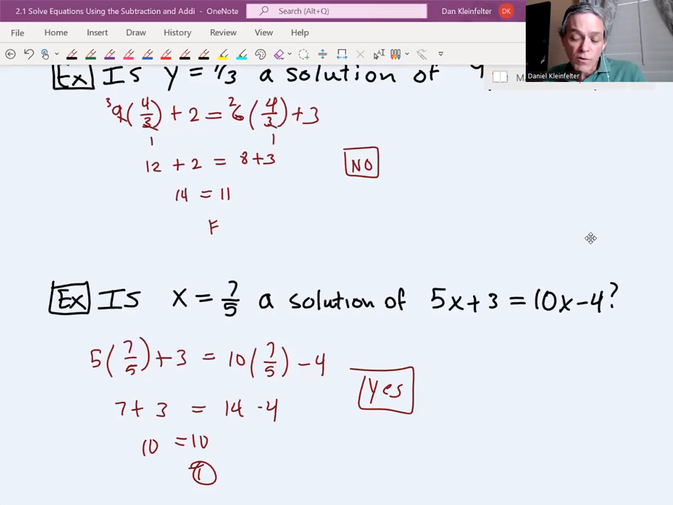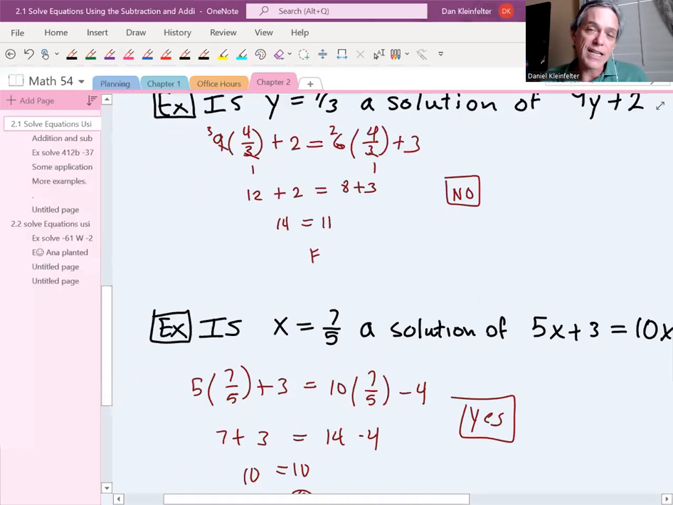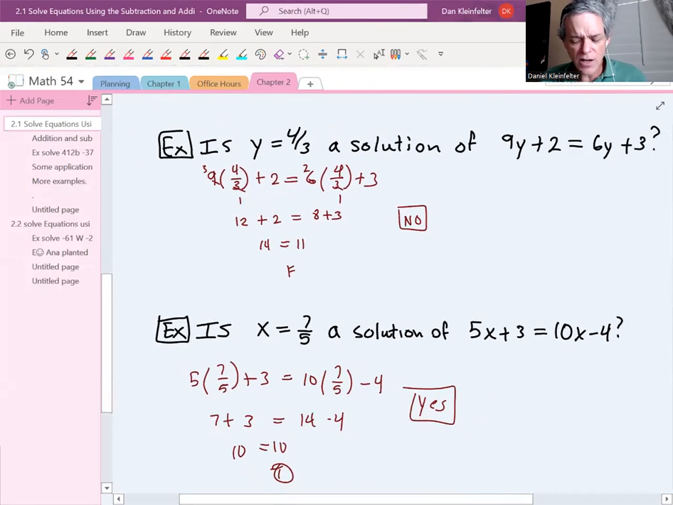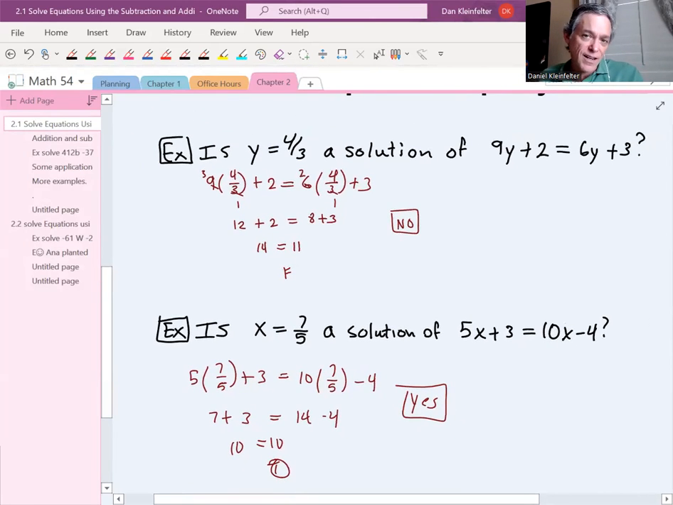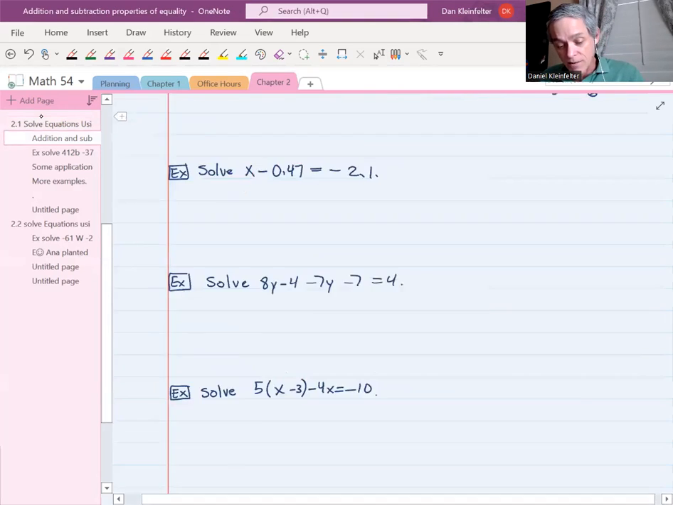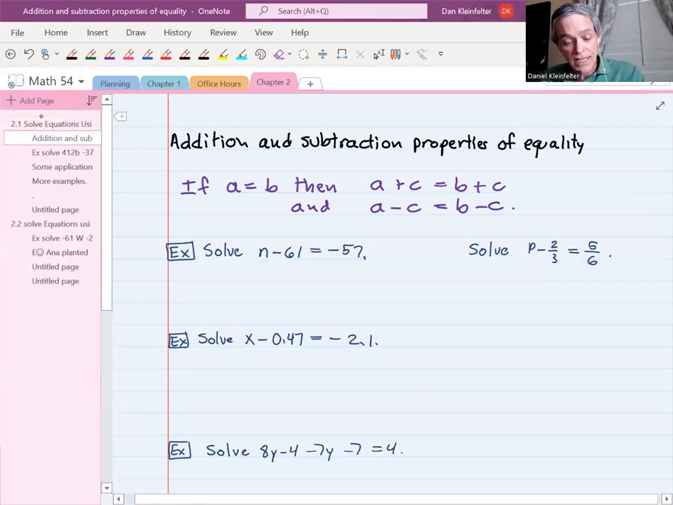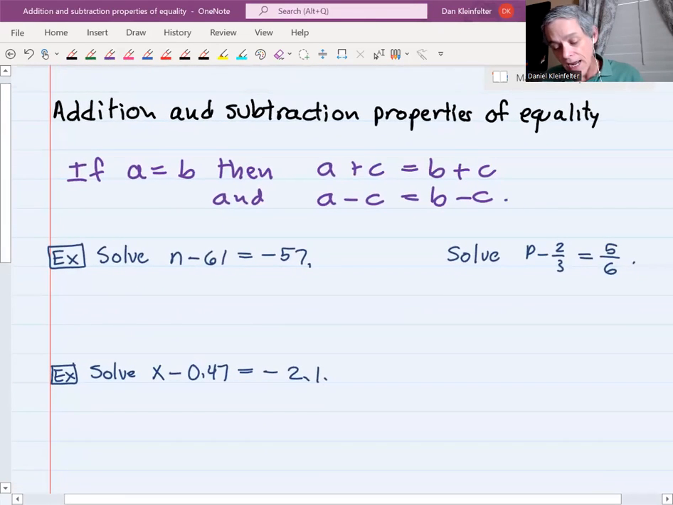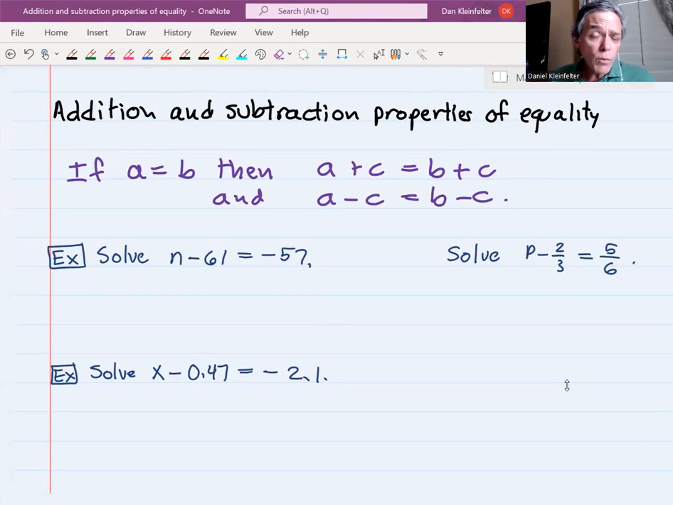Of course, most of the time we're not just answering yes or no questions. We need to actually find the solutions. How you go about finding the solutions is really the subject of this chapter. In this section, we're focusing on using the addition and subtraction properties of equality. Let's take a look at those. I like these especially because they really are kind of common sense. They look like math, but if you think about them, they make a lot of sense.